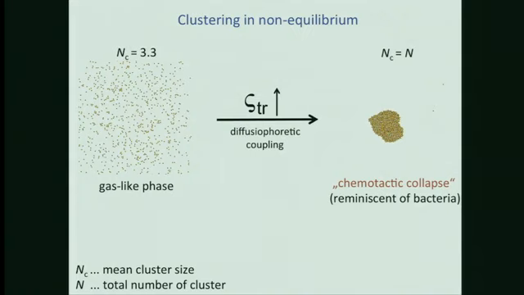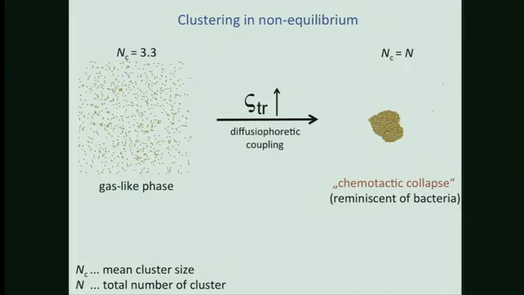Okay, so now we look for clustering in non-equilibrium. Here we have a translational chemotactic coupling which is 0, and then we get some sort of a gas-like phase with a mean cluster size of 3.3. We start at 3. That's what Liebchen was doing. And on the other hand, when we increase this chemotactic coupling, at a certain point we get some sort of a chemotactic collapse, which is well known from chemotaxis of bacteria. So we also see that here.